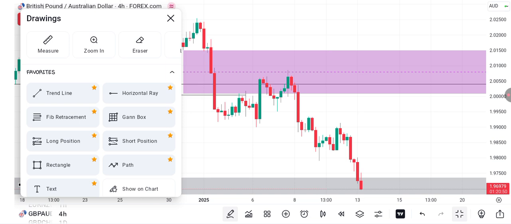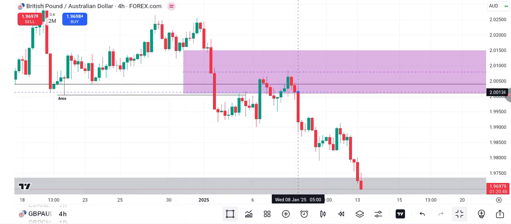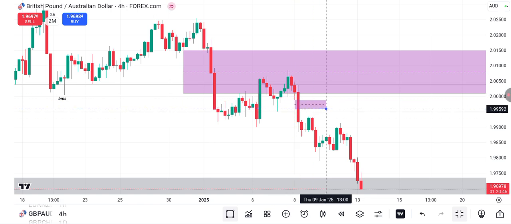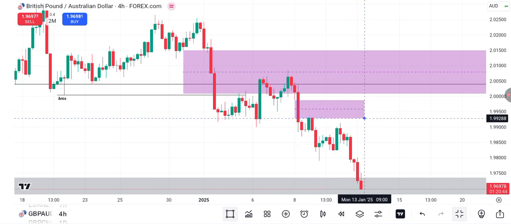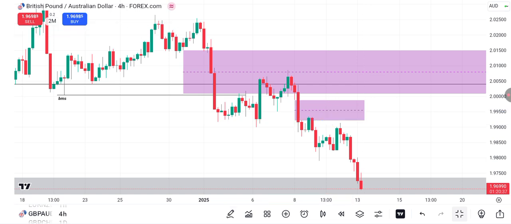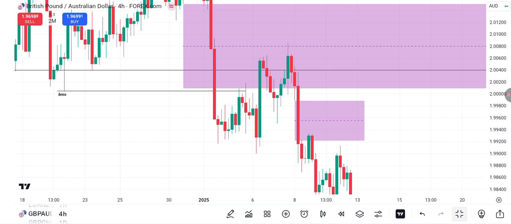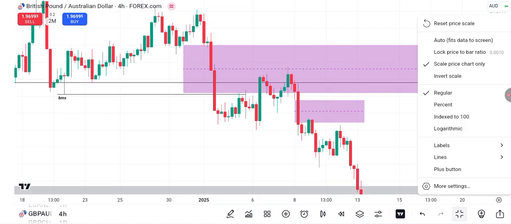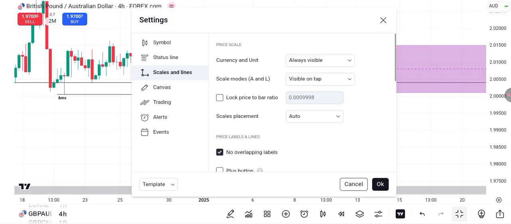In fact, I missed entry from here. This was the fair value gap. I missed my entry from here, but I was able to take the entry very close around that area.